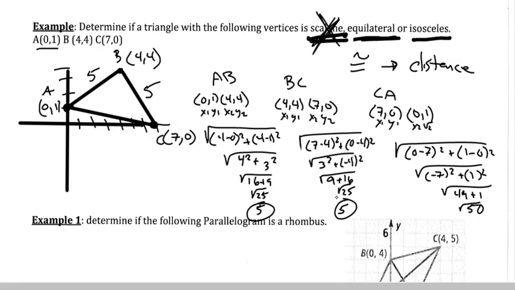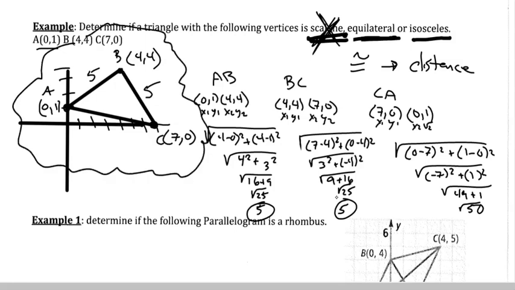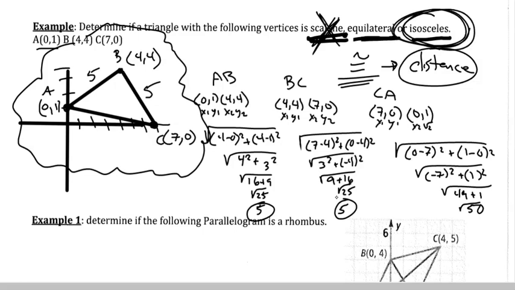No, it does not. So this, like I said, is looking at an actual figure in the coordinate plane and using different formulas that make sense for the problem. We were able to use the distance formula because we were trying to see if lengths were the same. And we found out 2 of them were the same. So that would be isosceles.